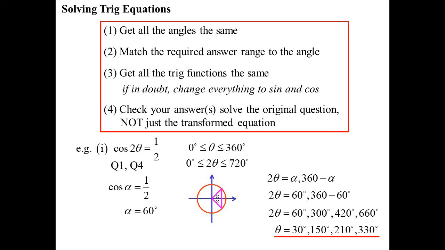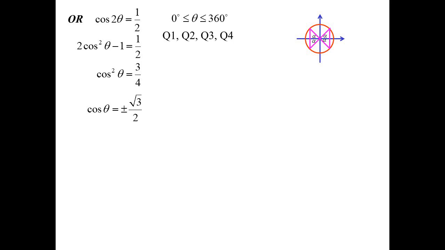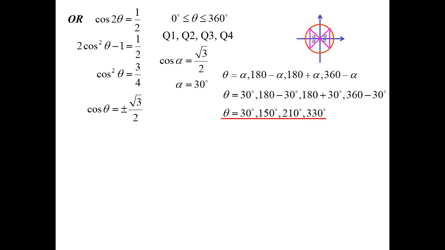Well, we want theta, not 2 theta, so we just divide everything by 2, and there we go. Now, of course, the other way we could do it is we could use double angle results. So cos 2 theta, I could rewrite as 2 cos squared theta minus 1. And rewriting that, cos squared is 3/4, so cos is plus or minus root 3 on 2. So I'm actually in all 4 quadrants now. Oh, look at that, we've got the butterfly. The acute angle is 30 degrees if I'm doing it this way, but it's in all 4 quadrants. So again, we end up with those same 4 answers. How you choose to do it's up to you.